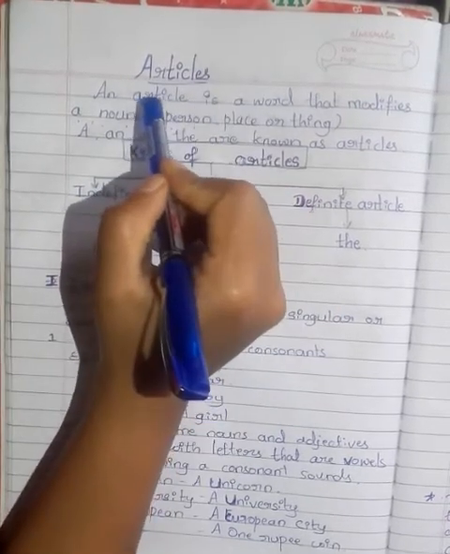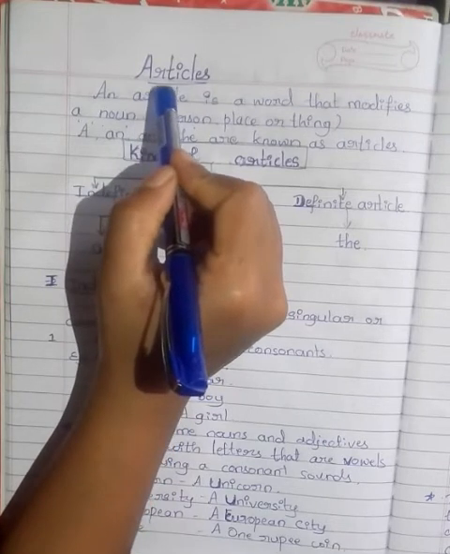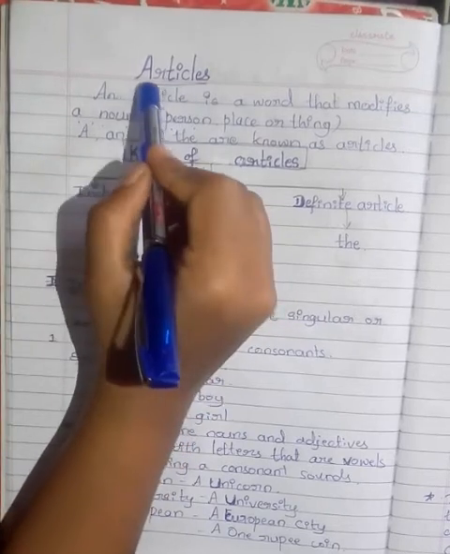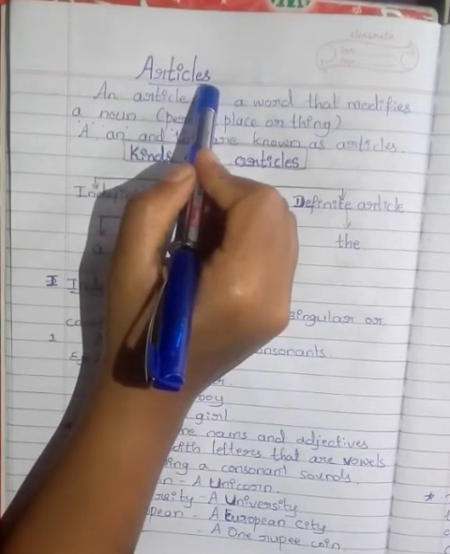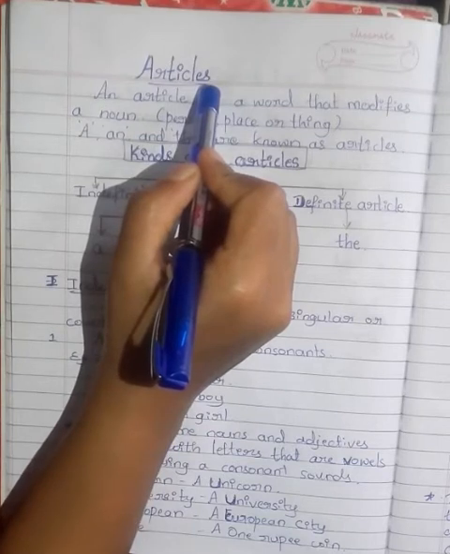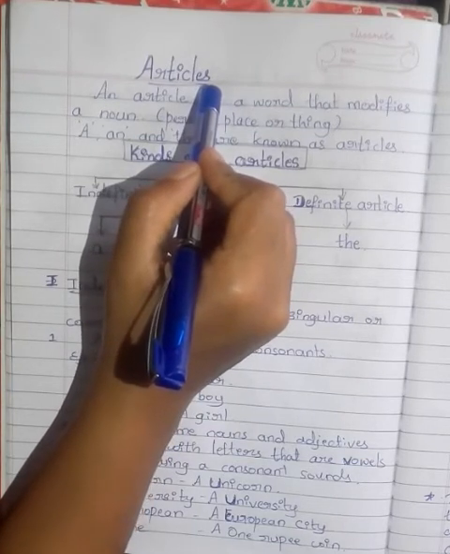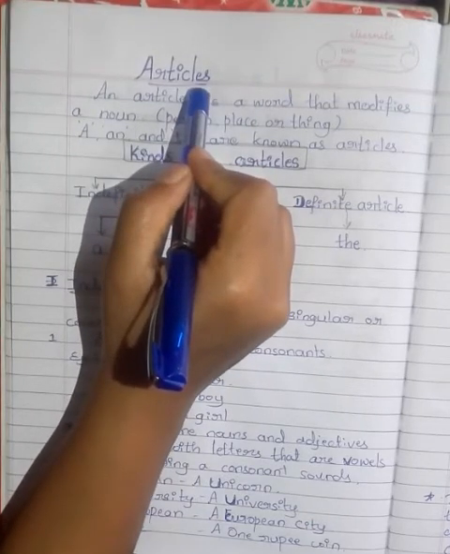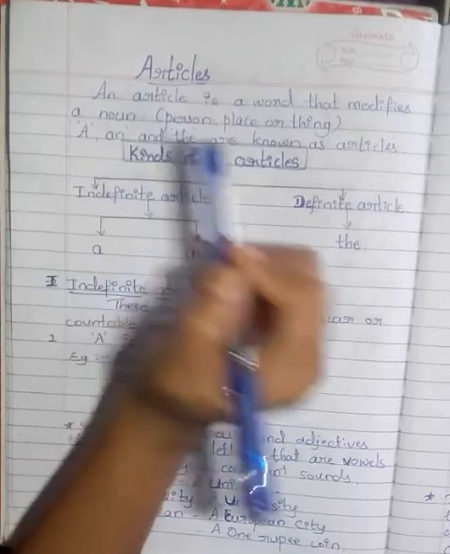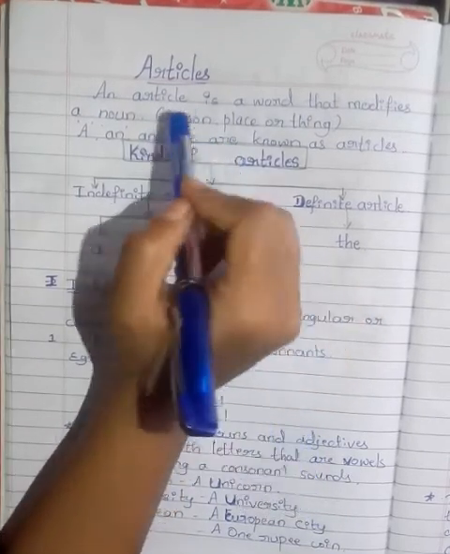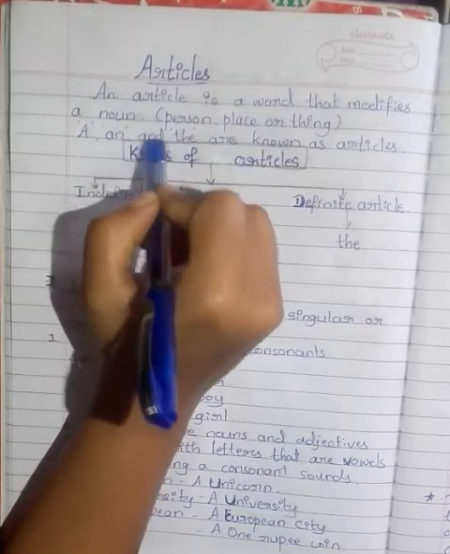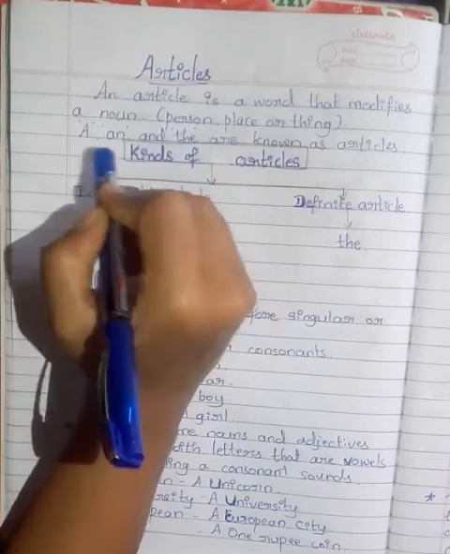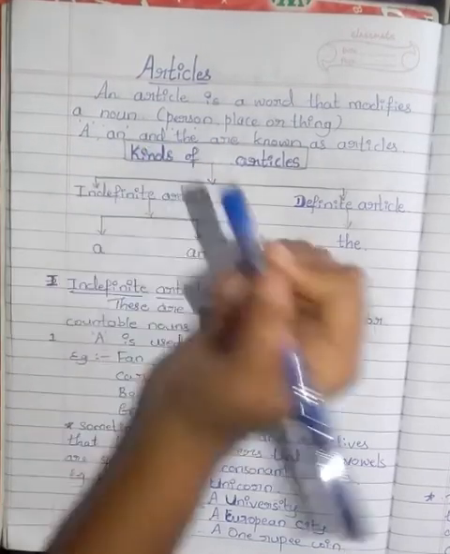In today's class, we are going to learn about the second chapter, articles. Students, articles are very important for us to make a perfect sentence. Articles give information about the noun. See students, a, an and the are known as articles. There are three articles in English: a, an and the.